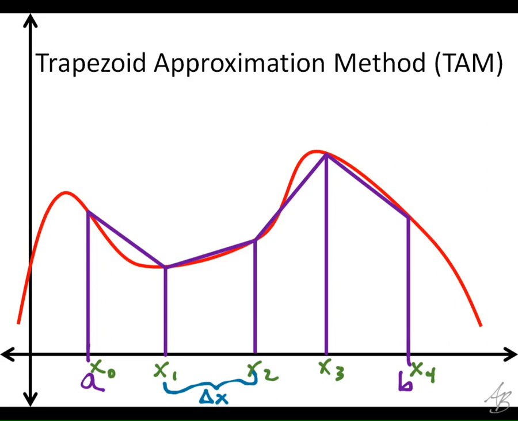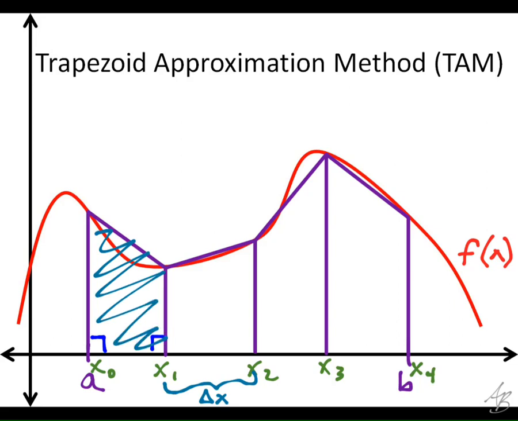So these trapezoids here are called right-angled trapezoids because they have right angles here. And to find the area of one of these trapezoids, what would we do? I'm going to label this function f of x. So let's say I want to find the area of just this trapezoid right here. How would we do that?